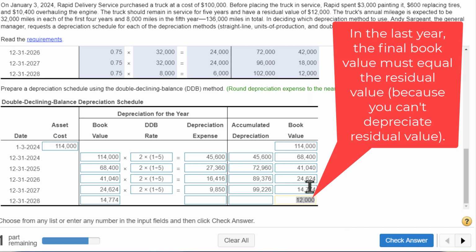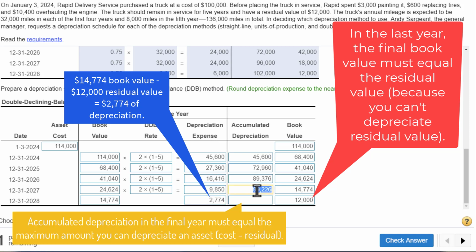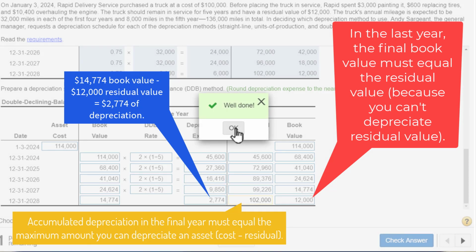So the way we're going to do this is, my question is, how do we go from 14,774 book value down to 12,000 book value? So subtract the difference, and that is the depreciation for this year. So 14,774 minus 12,000 means we must depreciate 2,774 of accumulated depreciation in that final year. And then accumulated depreciation for finally is this, the prior year accumulated, plus this year's depreciation expense gives us $102,000. Almost done.